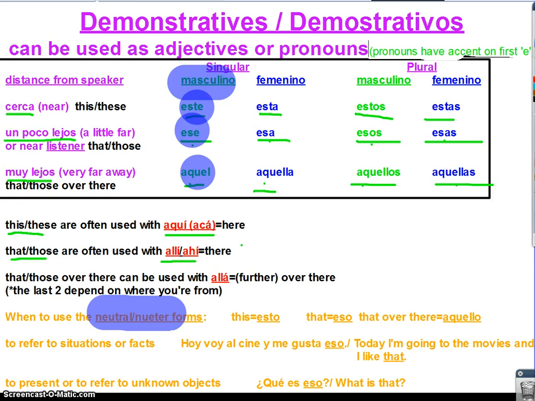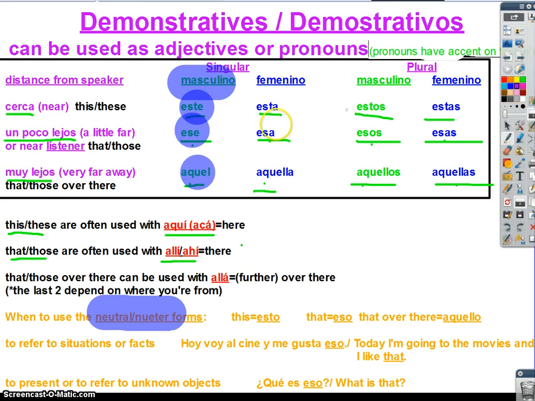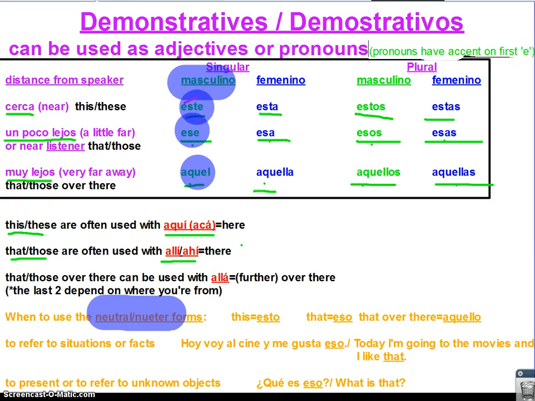If instead of saying this, I want to say this one, I have to put that accent on the first E. If I want to say, instead of that, I want to say that one, accent on the first E. If I want to say that one over there, instead of just that book over there, accent on the first E. So, by putting an accent on the first E, I'm changing them from demonstrative adjectives to demonstrative pronouns. So instead of saying this book, I'm saying this one. Instead of saying those books, I'm saying those.